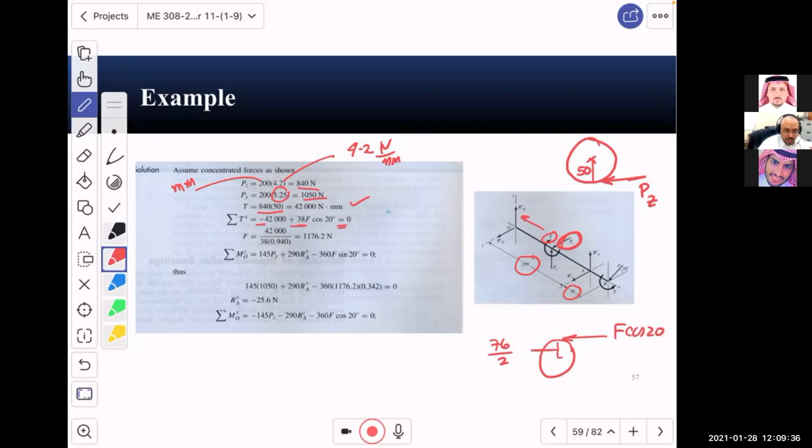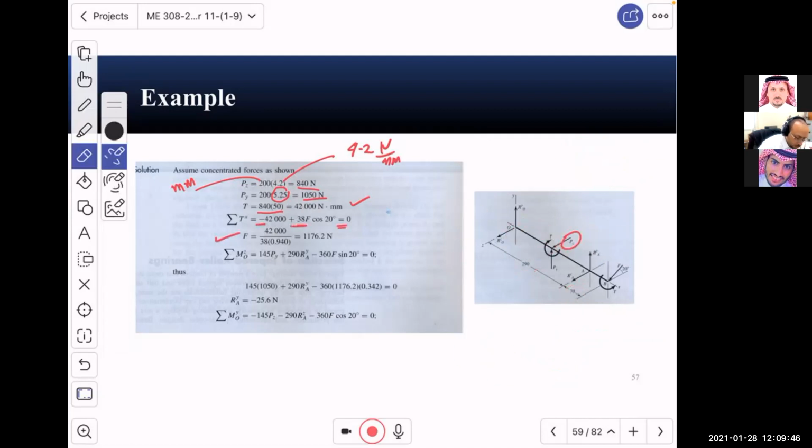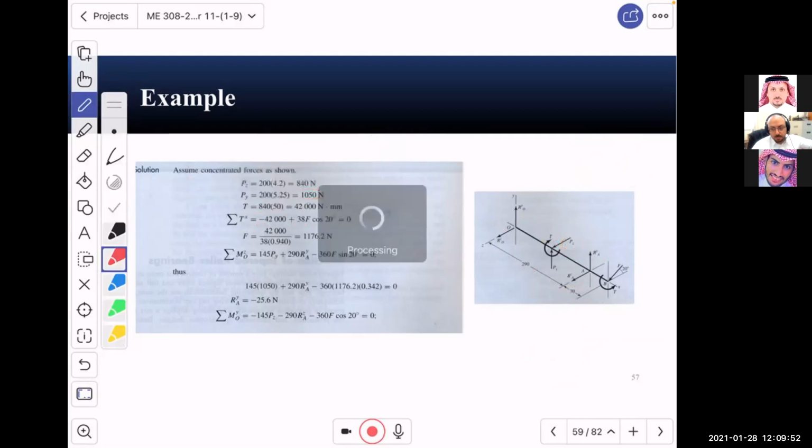Okay, from that we got the force, and now our job is only to use the equilibrium equations, summation of moment, summation of force, in order to compute the reaction, to find the reaction. So we start first with the Z direction.